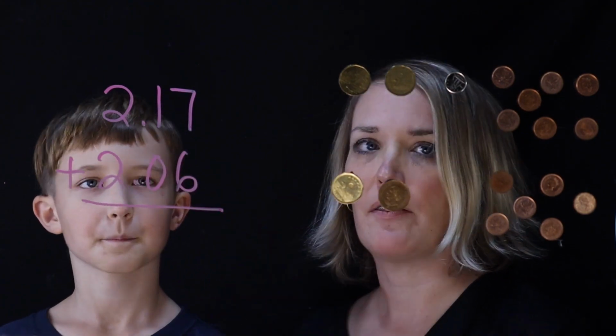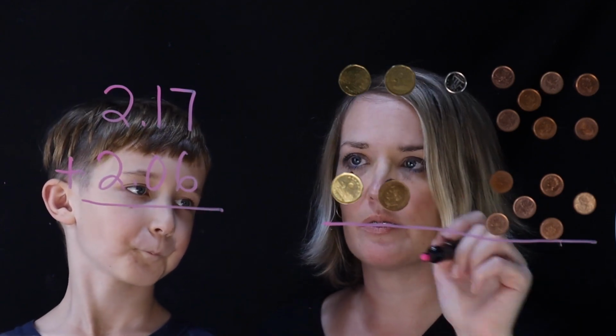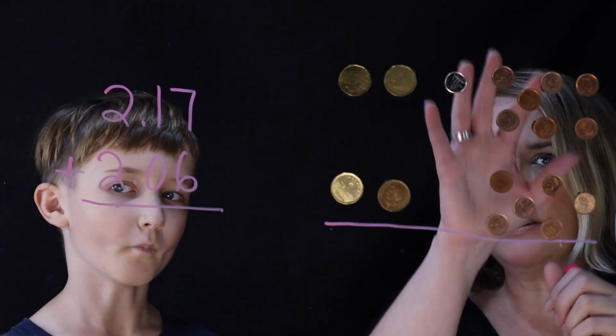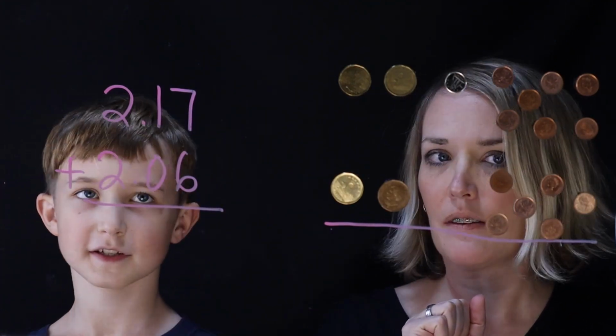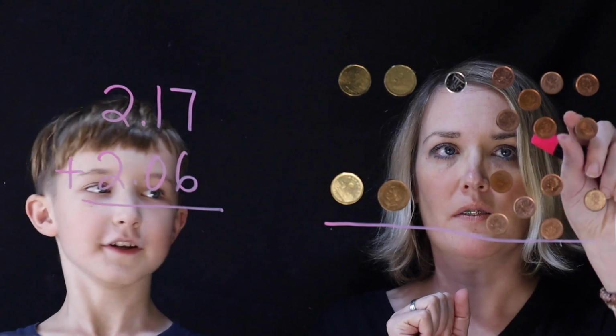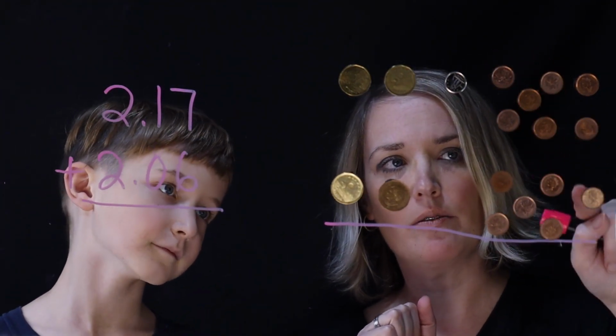Okay, so let's add these pennies together first. I'm going to put a line underneath here so it looks similar to that. So we have 7 plus 6. 7 plus 6 is 13. Yeah, and can you see it right here, Louis? Look, there's the 10, and then 3 more.